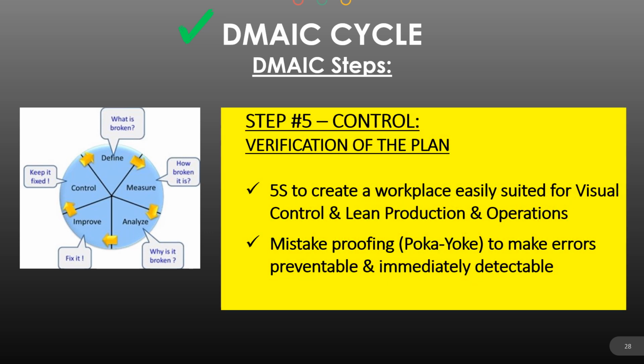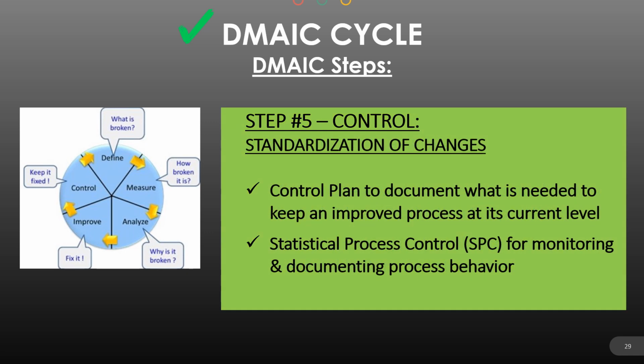Step 5. Control, the verification of the plan. Use 5S to create a workplace easily suited for visual control and lean production and operations. Mistake proofing, Poka-yoke, to make errors preventable and immediately detectable. Step 5. Control, the standardization of changes. Use a control plan to document what is needed to keep an improved process at its current level. Statistical Process Control, SPC, for monitoring and documenting process behavior.